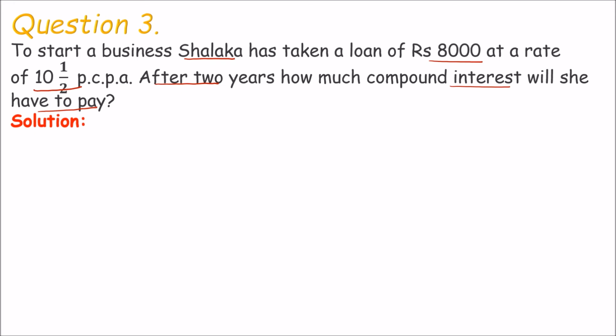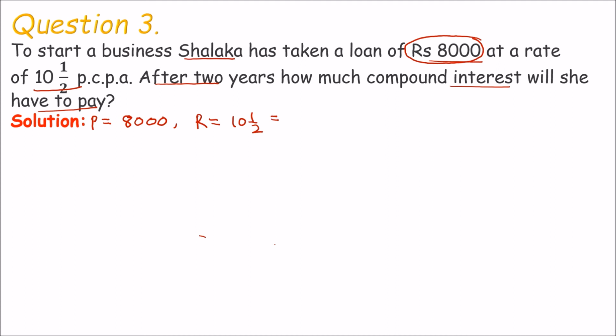Okay, how much amount has she taken as a loan? 8,000. So this 8,000 is called the principal. So your principal is 8,000. Okay, and what is the rate of interest? Rate of interest is 10.5.